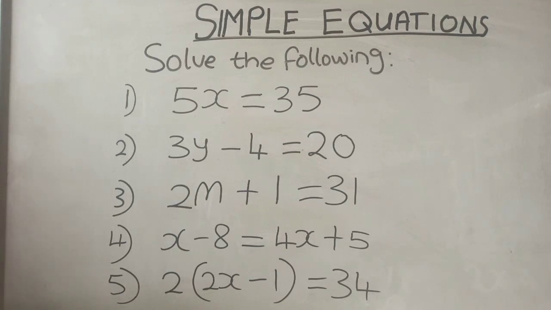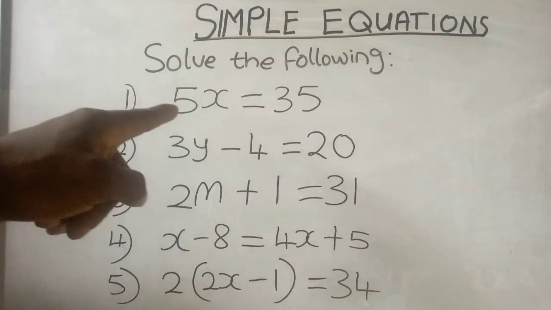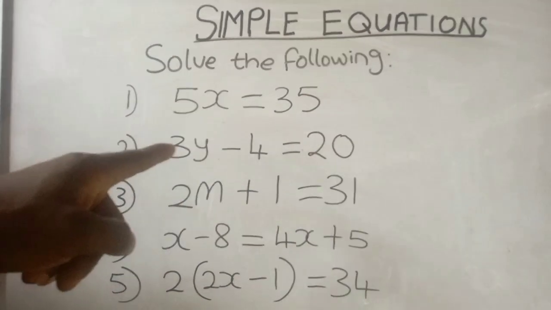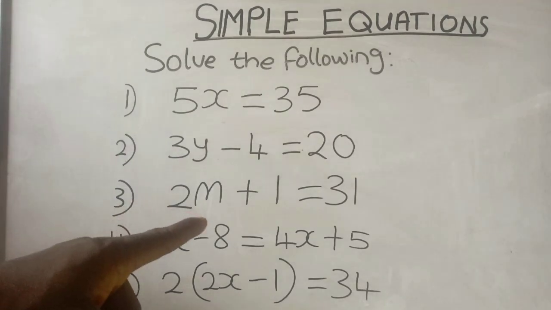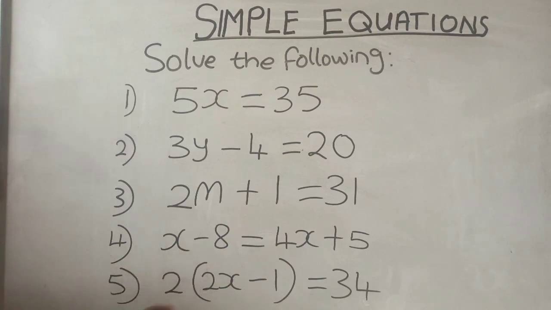All right, so let's have a look at some of these questions. Solve the following. Number 1, 5x is equal to 35. 3y minus 4 equal to 20. 2m plus 1 equal to 31. x minus 8 equal to 4x plus 5. Then number 5, 2 bracket 2x minus 1 bracket close equal to 34. So let's get the solutions of all these questions.